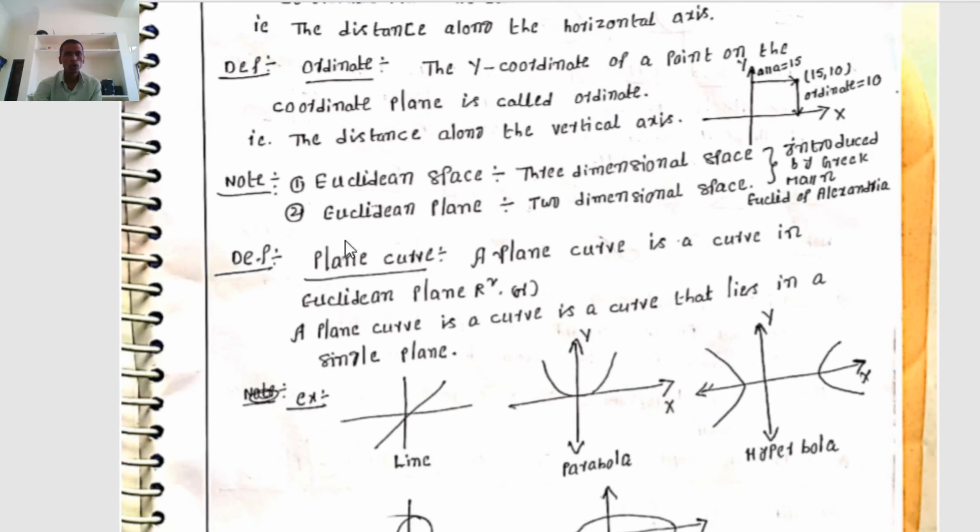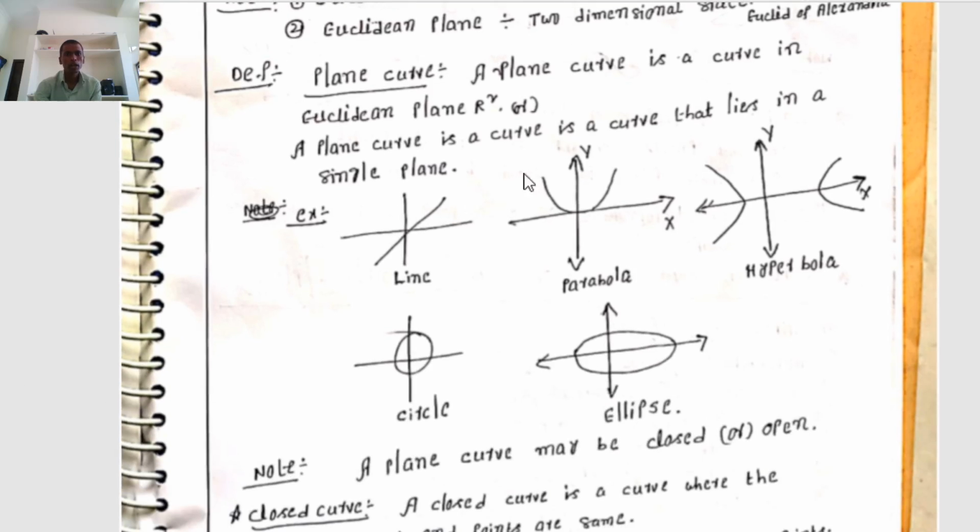Next, note: Euclidean space and Euclidean plane. Euclidean space means three-dimensional space. Euclidean plane means two-dimensional space, introduced by the Greek mathematician Euclid of Alexandria. Another name for three-dimensional space is Euclidean space, and another name for two-dimensional space is Euclidean plane.